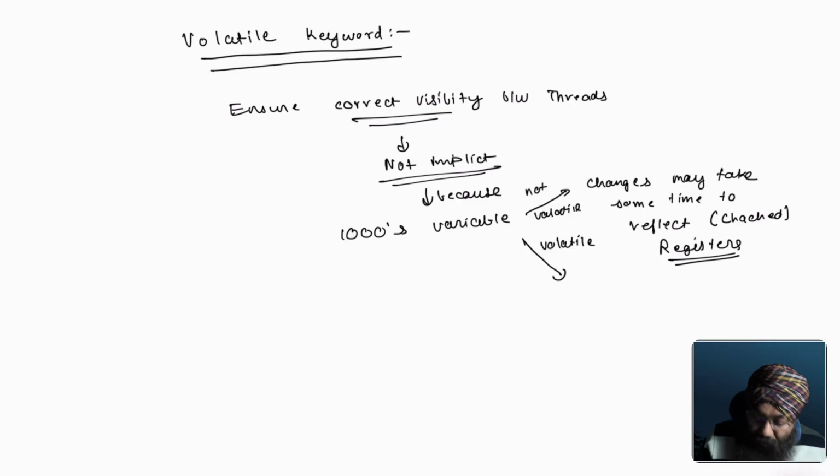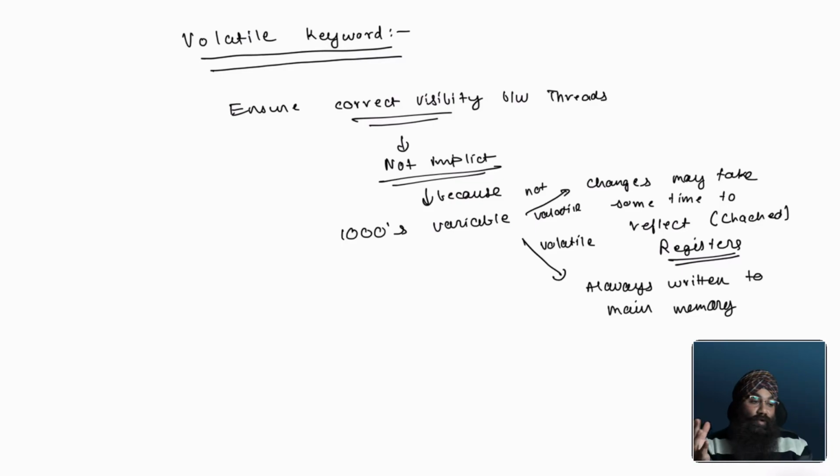But if it is volatile, it will always be written into the main memory. Because it will always be written to the main memory, the other threads will also read it from the main memory, and they will always read the latest value. This is the first function that volatile helps us solve.